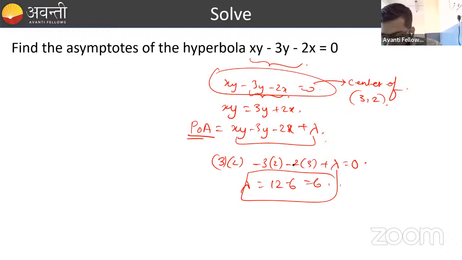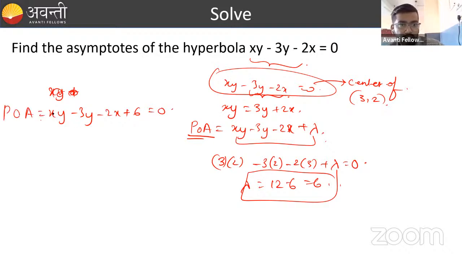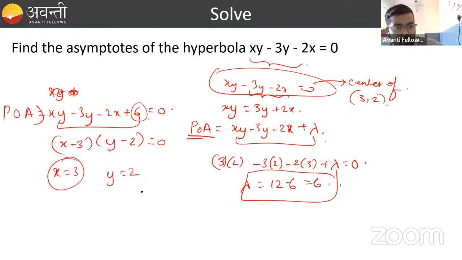Now we have to find the asymptotes individually. So xy minus 3y minus 2x plus 6 equals 0 is the pair of asymptotes. We have already found that for the pair of asymptotes lambda is 6. Now we can write this as x minus 3 into y minus 2, since xy minus 3y minus 2x plus 6 equals 0. So the asymptotes are x equals 3 and y equals 2.